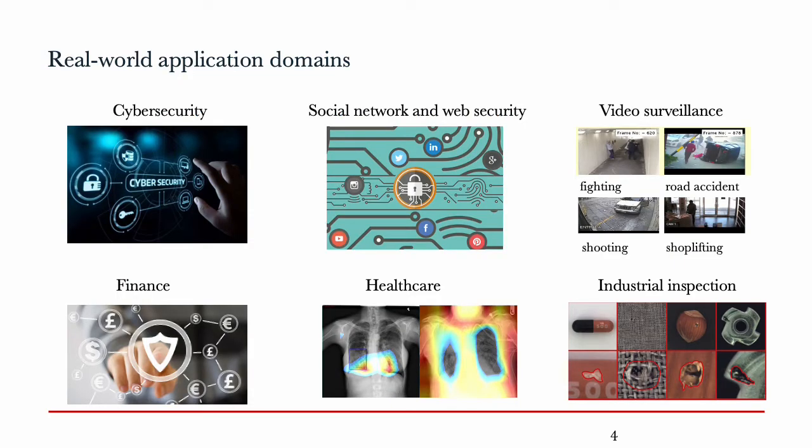The research problem of anomaly detection is of interest because it has a large number of downstream applications in different domains. Here I show some examples, like detection of cyber attacks and malicious social network accounts, criminal activities in videos, which has a lot of application in video surveillance, and of course also financial crimes detection, disease diagnosis, and defect detection in industry.